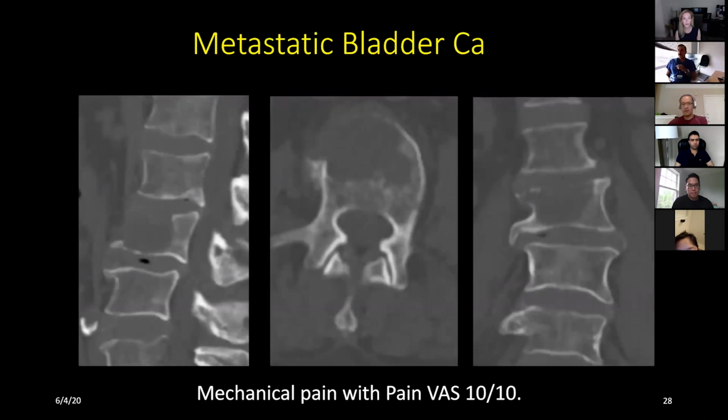So if you look at this case now, so this is a metastatic bladder cancer. Again, a VAS score of 10 out of 10. If you go by SIN score on this patient, the SIN score comes out to be 9. It's a junctional zone, L1, so you'll give a score of 3. Patient has mechanical pain, so it will get a score of 3. This is a lytic bone lesion, so we'll get a score of 2. Alignment looks okay.